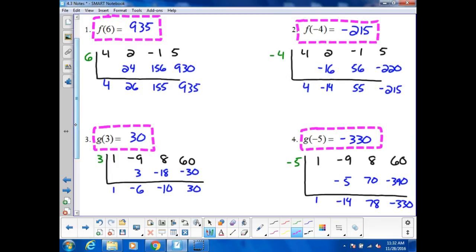Remember, the directions just said synthetically substitute. When I was walking around, I saw a lot of people synthetically dividing. If the directions only say substitute, then I'm just looking for the value of that function at that particular point. So that's the very last number in the synthetic division. If it would have said synthetically divide, it would have given you a factor that you were dividing in.